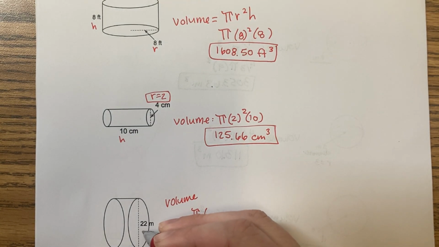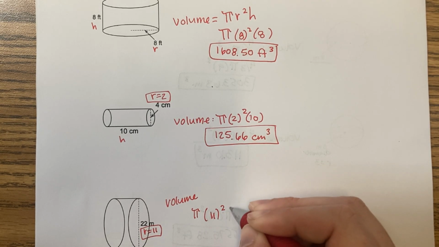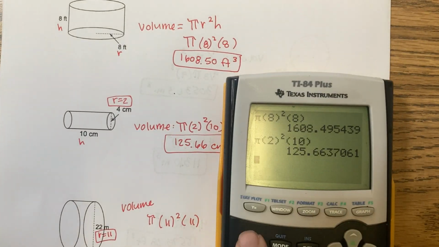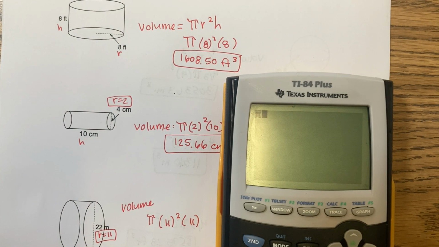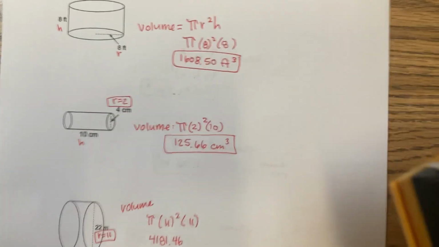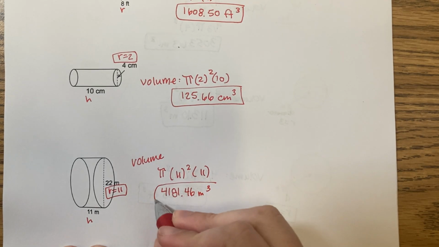Pi, the radius would be 11 squared times the height. So pi 11 squared times 11. And that's meters cubed for volume.